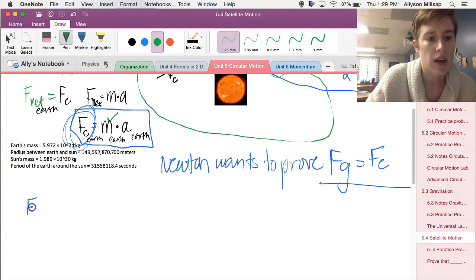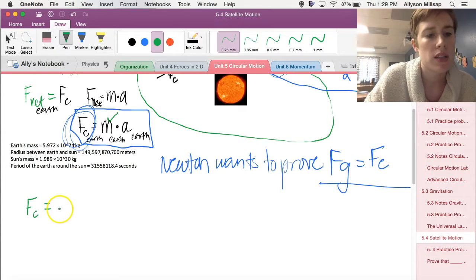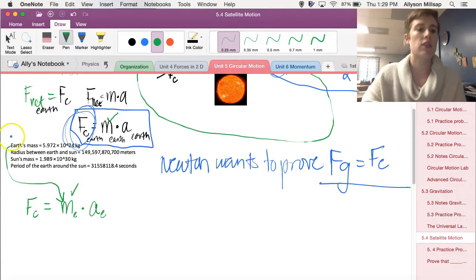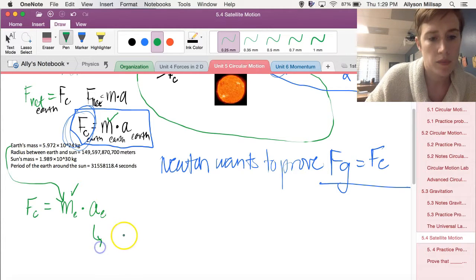So let's start with F of C. I'm going to find the centripetal force that pulls the Earth around the sun. So we need to have the mass of the Earth times the acceleration of the Earth. So the mass of the Earth we have, it's right here. It's a number I gave to you. Okay, but acceleration of the Earth is not listed. It's not one of our givens. So we have to find it an alternate way.